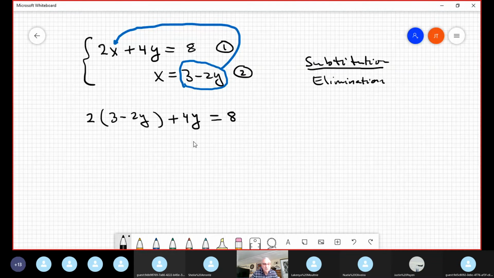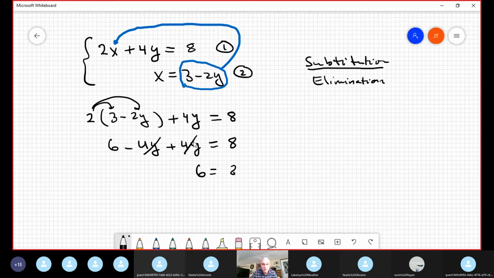Okay, I try to do my best. Remove the parentheses. Apply the distributive property. 6 minus 4y plus 4y equals... wow, something weird happened in this equation. I try to do my best, however, I cannot solve it. Why? Because y disappears, it's cancelled out, and you get a completely false statement.